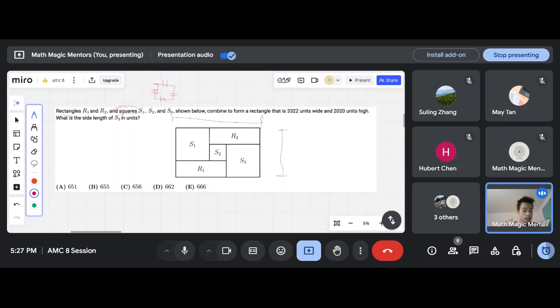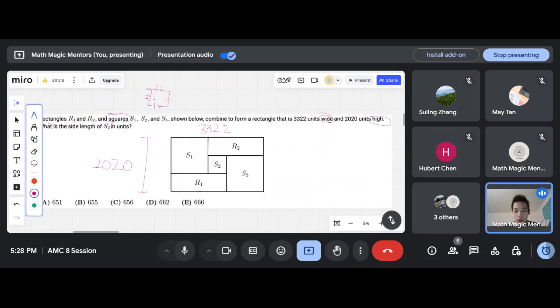So length will be from left to right. Well, in this example, the width is actually the length. What it says is wide, and that's because if something says it's 2020 units high, then we have to put 2020 on the vertical axis, and so 3322 will actually be the length. My bad. So that's what we're given.